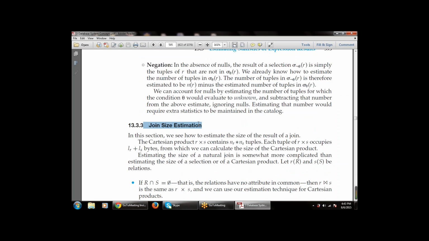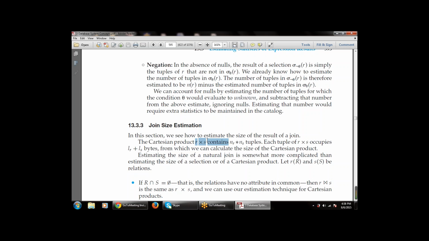Next is the join size estimation, that is, how to estimate the size of the result of a join operation. In this section we will see how to estimate the size of the result of a join.